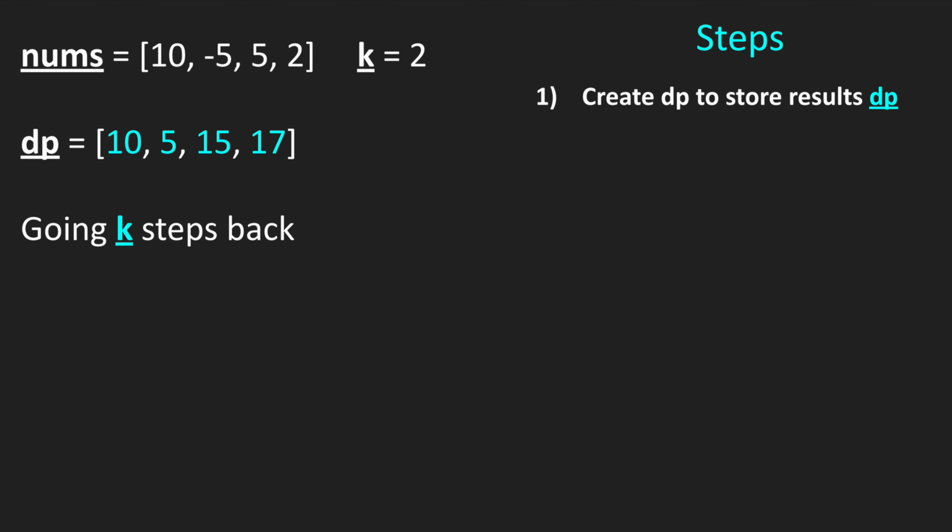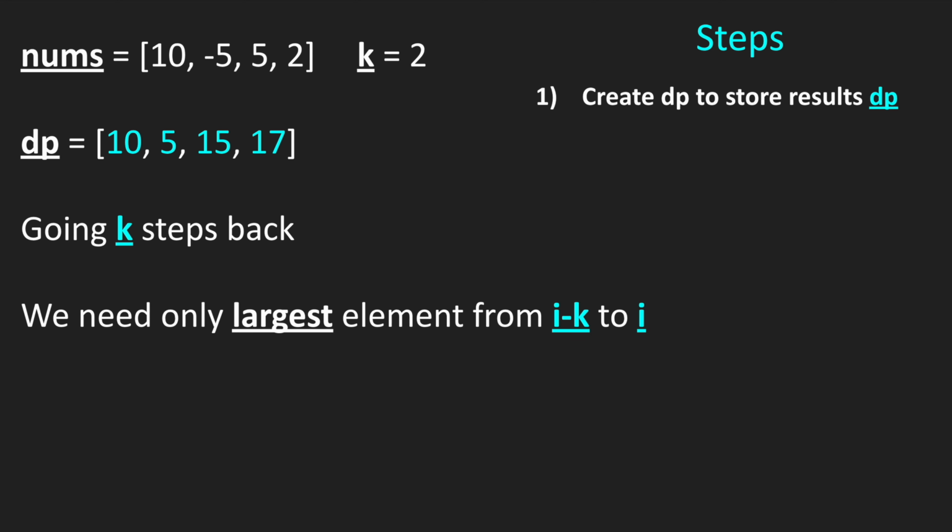So what's the problem with this approach? We can solve this problem using dynamic programming, but we need to do one more improvement. At each step we are going k steps back and checking each value k steps back. We only need the largest element from I minus k to I. For example, if we are at the last index and making a decision, we need to pick the largest value from I minus k to I, and add it to our current value.